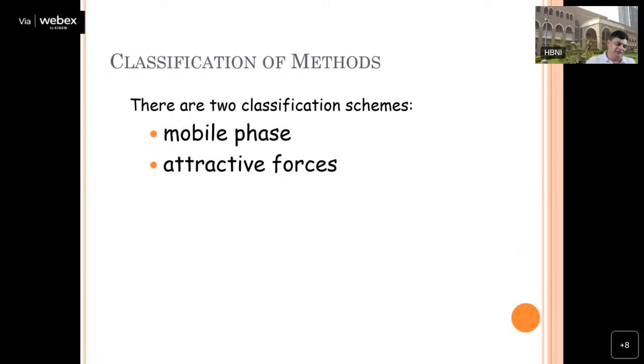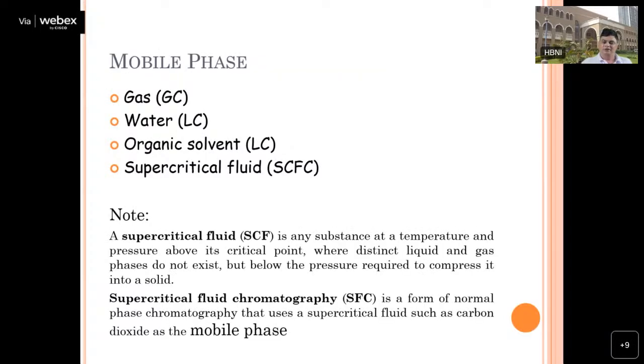Basically, there are two ways by which we can classify these various schemes. One is the mobile phase and the other one is the attractive forces. So how they vary from one another. If the mobile phase is a gas, then we call it gas chromatography. If the mobile phase is a liquid, that liquid can be water, or an organic solvent, or it can be a supercritical fluid also.